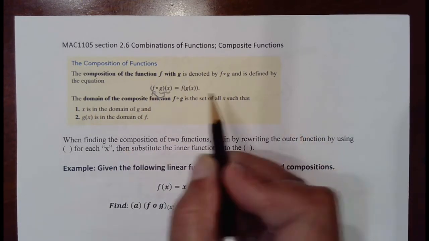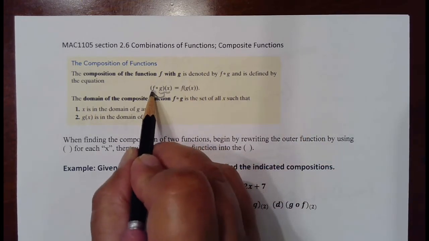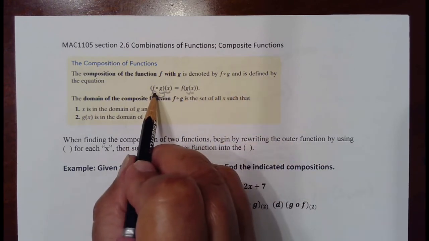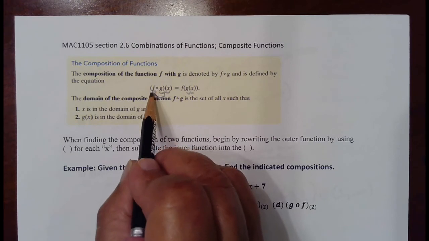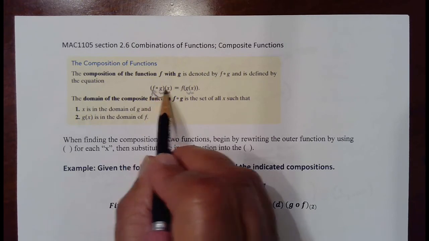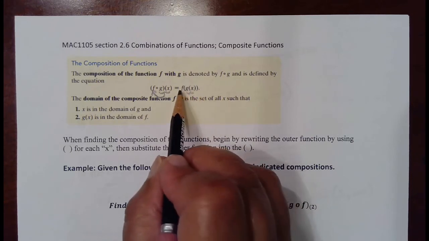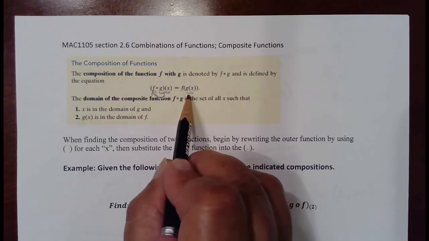Okay, so in this first problem, they're giving you f of x is equal to x plus 3 and g of x is equal to 2x plus 7, and then they're asking you to do f composed of g, g composed of f, then take those two answers one at a time and evaluate them at 2. So here's part A.